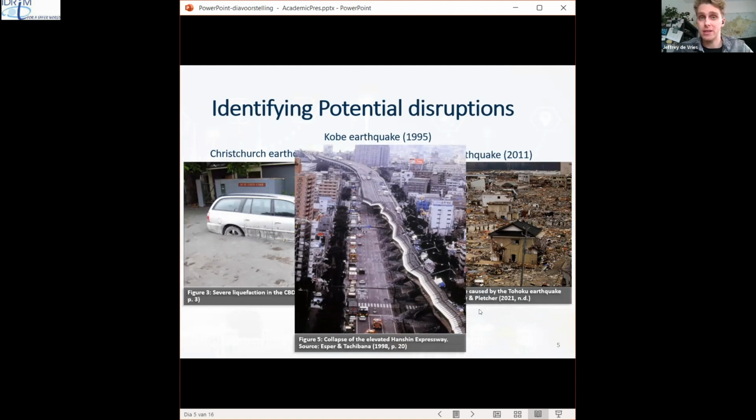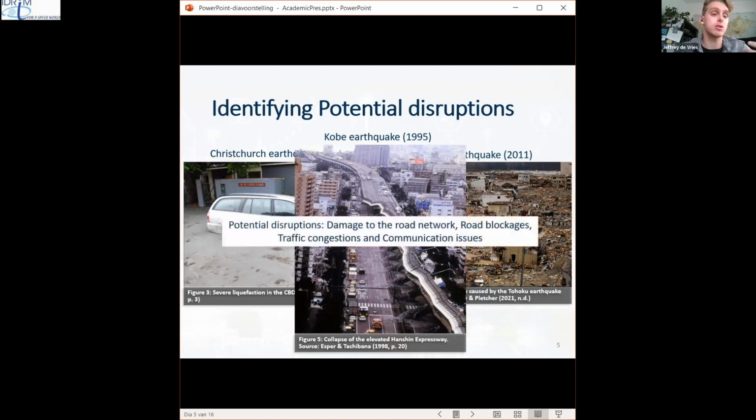Based on these events and the local characteristics of my case study area known from literature as well as fieldwork, I decided to focus on disruptions: the damage to the road network, road blockages by debris, traffic congestions, and communication issues between emergency services.